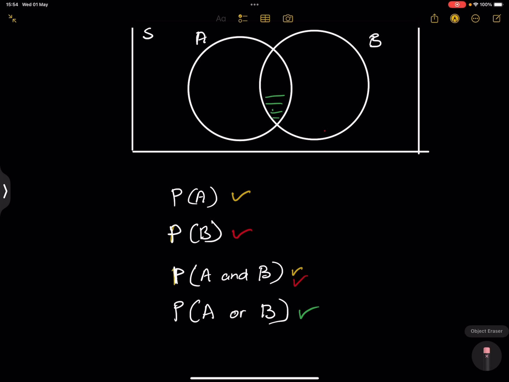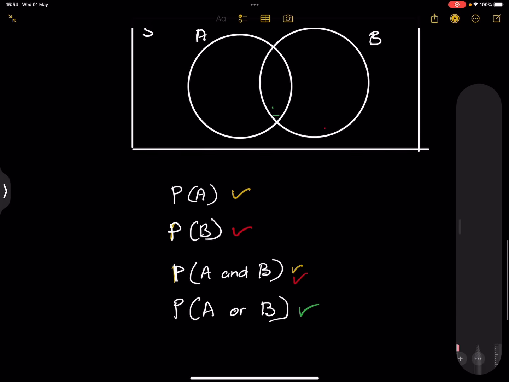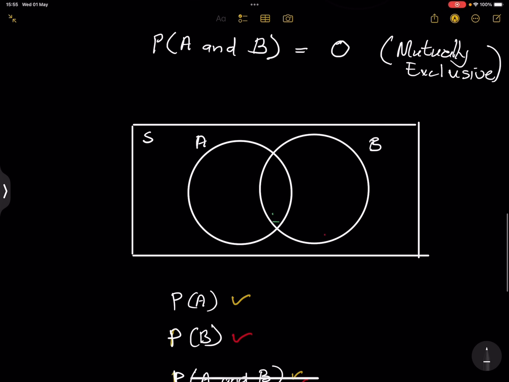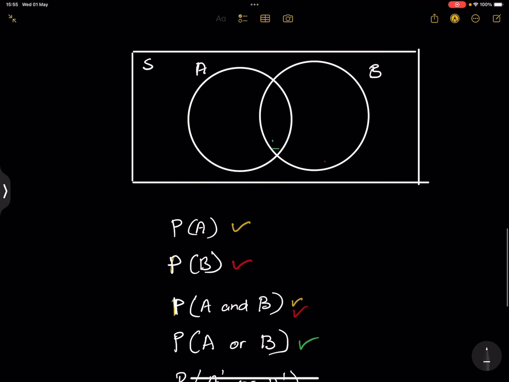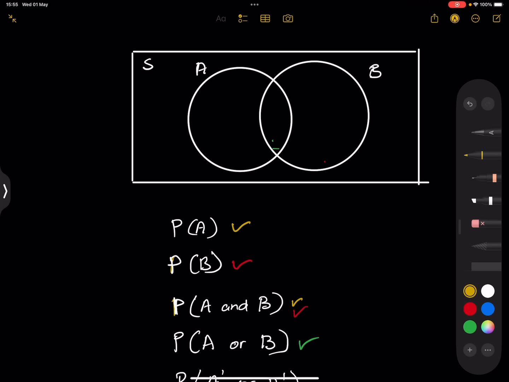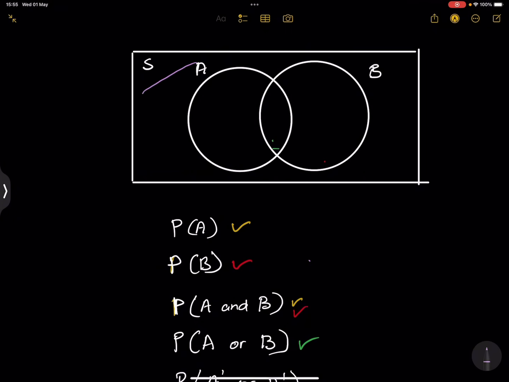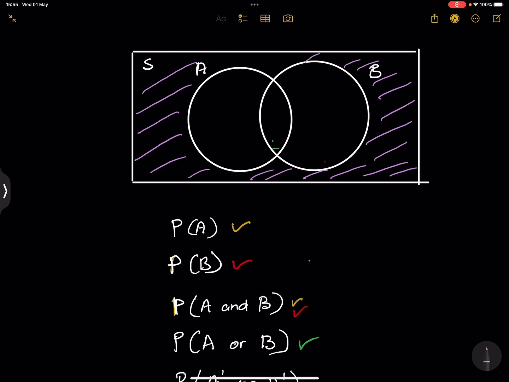Right, now, ladies and gents, I want you to note. If I were to take the probability of A or B's complement, where would this lie? It means it's everything else that is outside. So I'm going to use a different color. That means it's everything else that is outside of my sample space that is not within the circles, right?